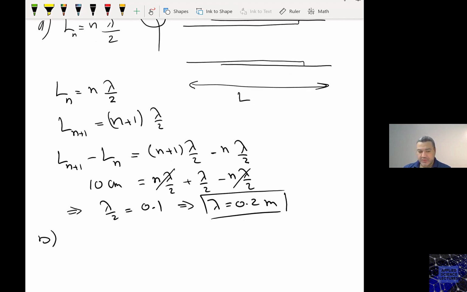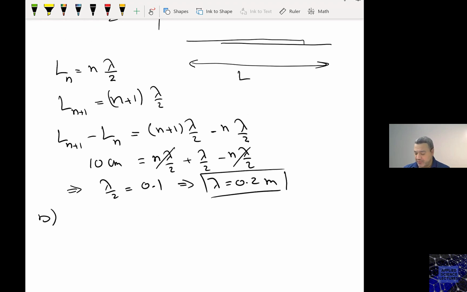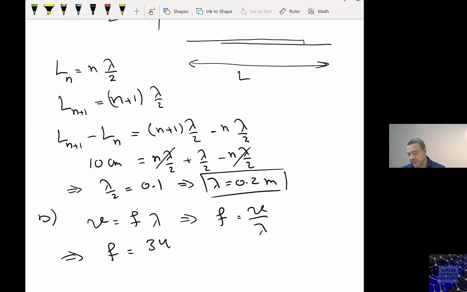B, what is the frequency of the tuning fork? We know that V equals f lambda, and here we will take the speed of the sound in the air as 340, and in this case f is V over lambda, and f is 340 meters per second divided by 0.2, and the frequency is 1700 hertz.